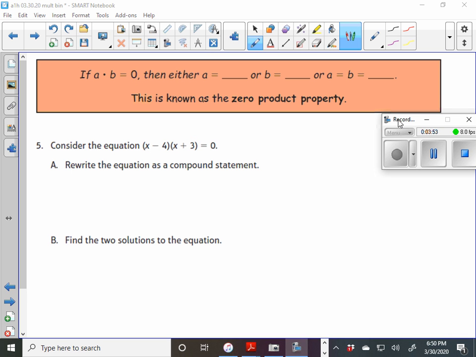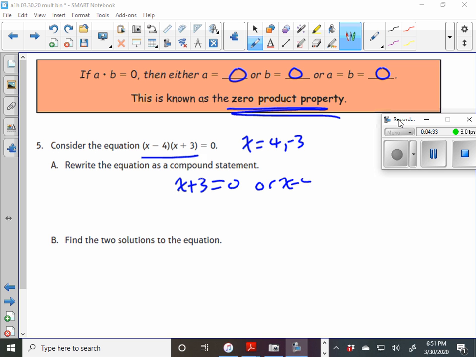So, based on what we know, if a times b equals 0, then either a equals 0 or b equals 0 or both a and b equal 0. This is known as the zero product property, which we are familiar with. We got to the point where we could probably solve this and say that x is equal to 4 and negative 3 without much work on that one. However, that's not the question here. It says rewrite the equation as a compound statement. x plus 3 equals 0, or x minus 4 equals 0. There's your compound statement. Subtract 3 and we get x equals negative 3. Add 4, we get x equals 4. So yeah, we get x equals negative 3 and 4, just like we said.